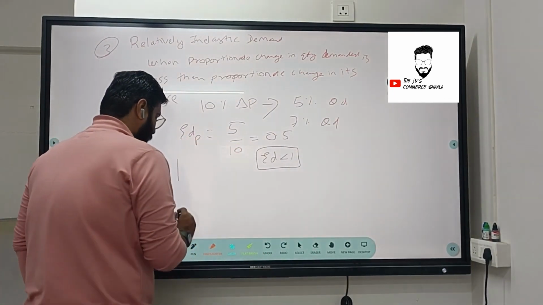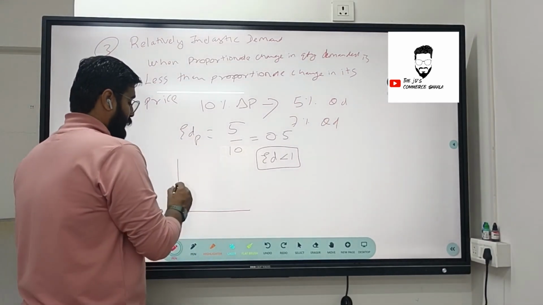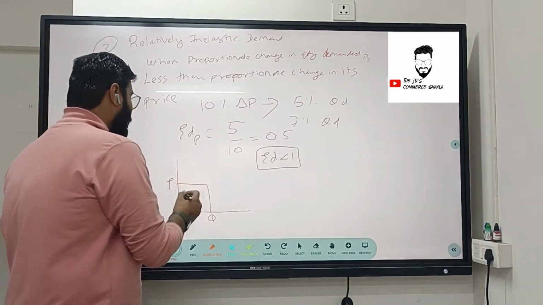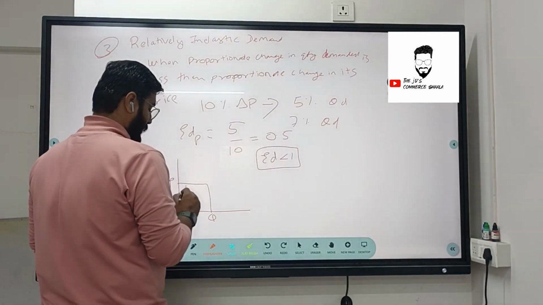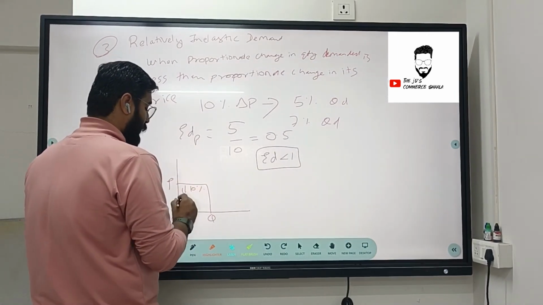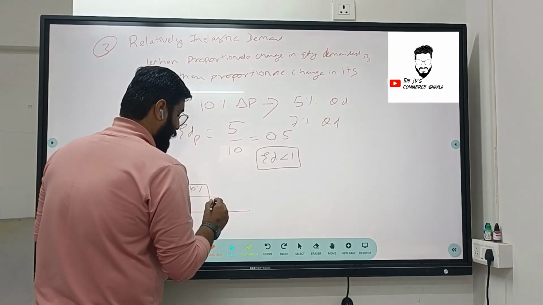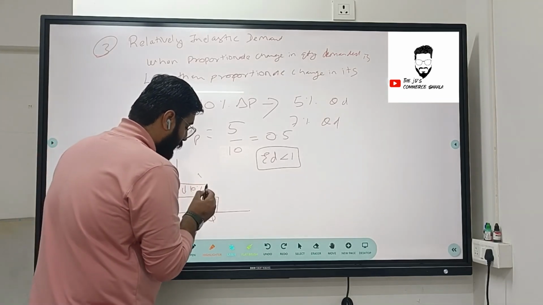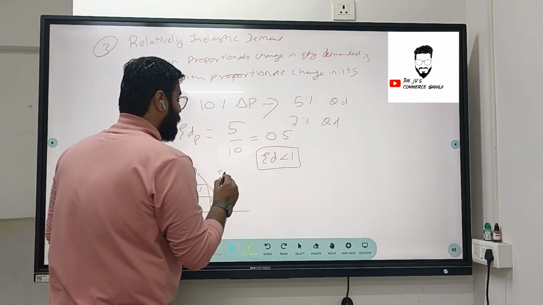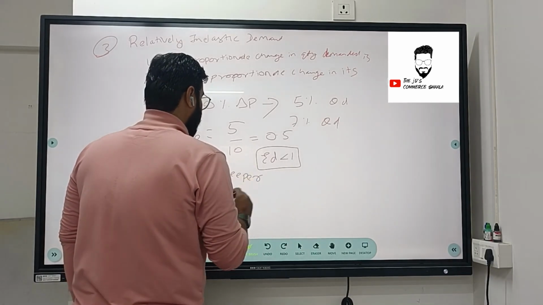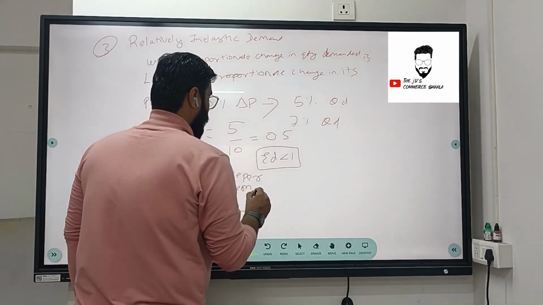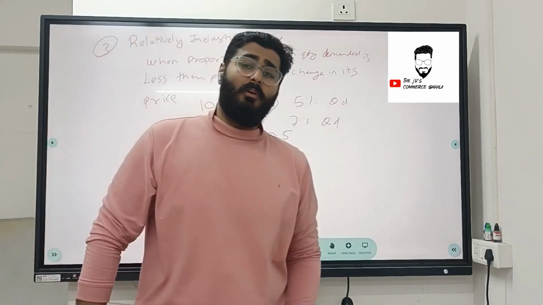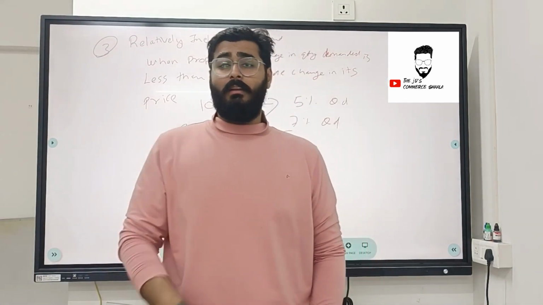Diagrammatically, if we go to this, this is my origin, this was my price, and Q is your quantity demanded. If your price changes by 10%, in response to that, demand responds only 5%. The demand curve which we get over here, D, is a steeper demand curve. So I hope you have understood both the concepts of elasticity, relatively elastic and relatively inelastic demand.